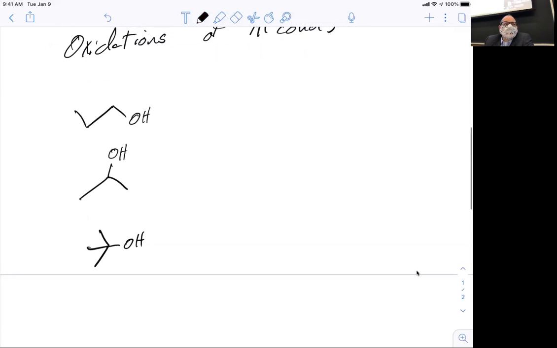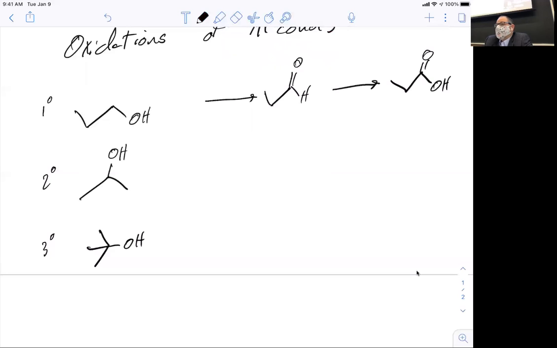When we look at the oxidation of alcohols, it's important to think about primary, secondary, and tertiary. When we look at primary, we can go to the aldehyde, right, which would be the first oxidation step. But we could also potentially take that, without breaking a carbon-carbon bond, to the carboxylic acid.